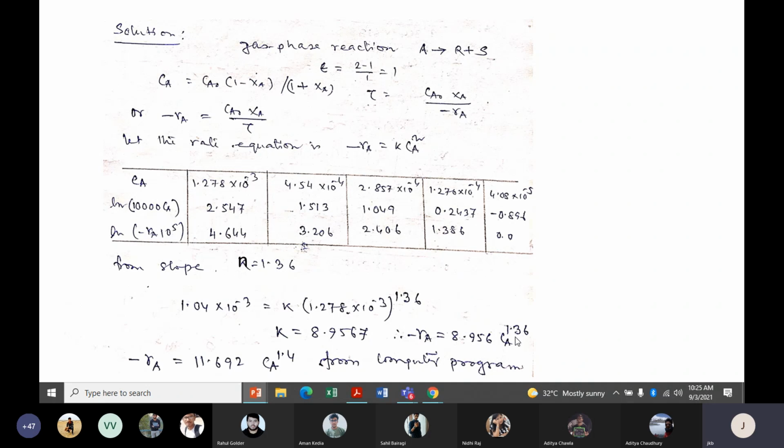From Excel, most probably this is obtained from graph sheet, and this is obtained from MATLAB: 11.692 and power 1.4, and here 8.956, 1.36. Always this variation will be there. If you go for different analysis methods, numerical methods or any other method, you will get various values, but approximately you can take any one.